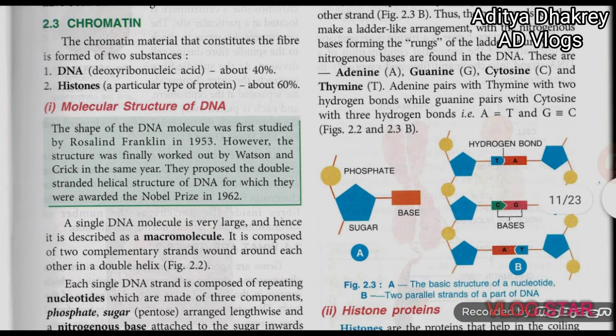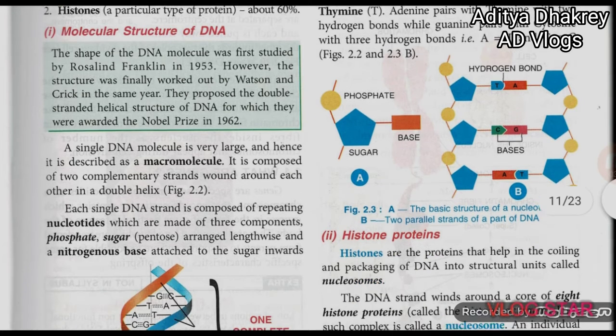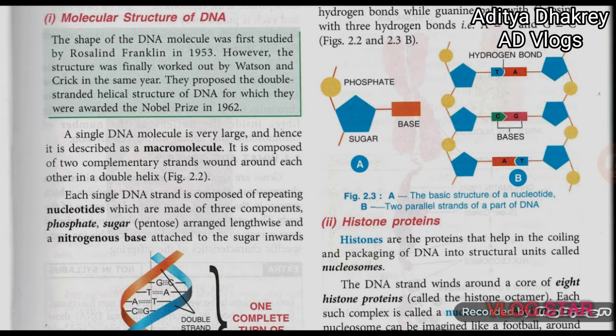Now, chromatin. The chromatin material that constitutes the fiber is formed of two substances. First, DNA, about 40%, and second, histones, about 60%. Now, molecular structure of DNA. The shape of the DNA molecule was first studied by Rosalind Franklin in 1953. However, the structure was finally worked out by Watson and Crick in the same year. They proposed the double-stranded helical structure of DNA, for which they were awarded the Nobel Prize in 1962.